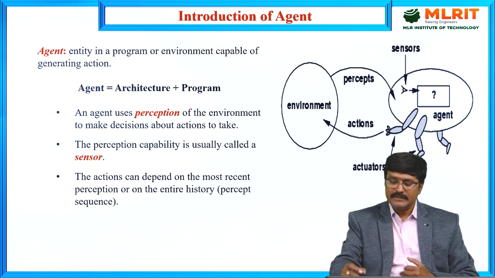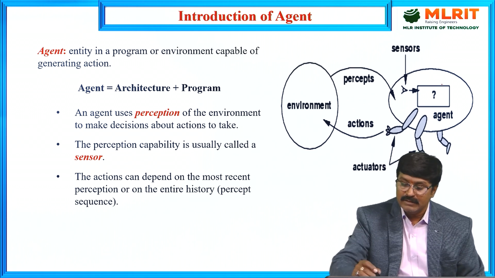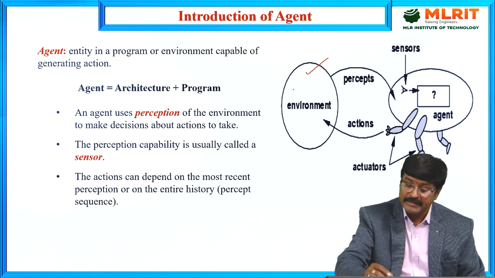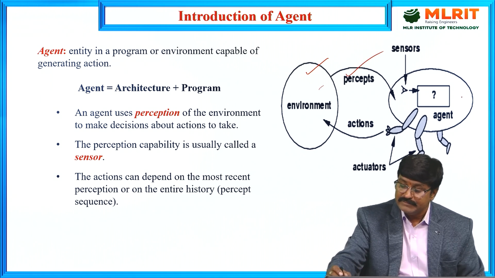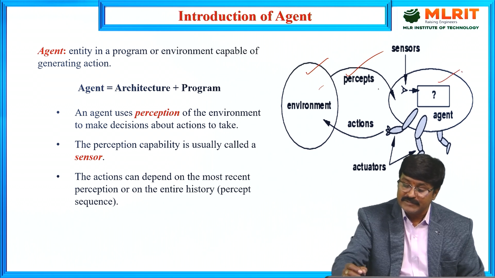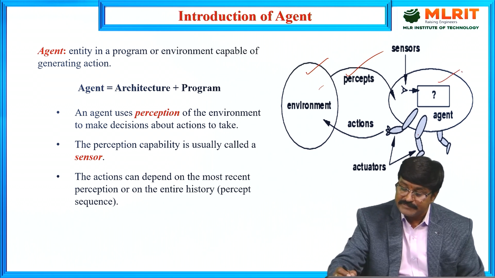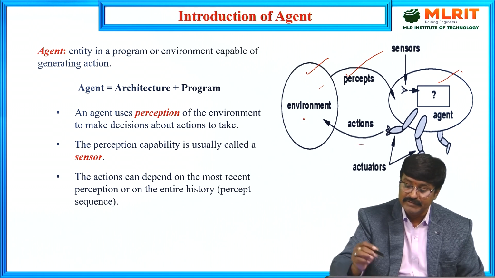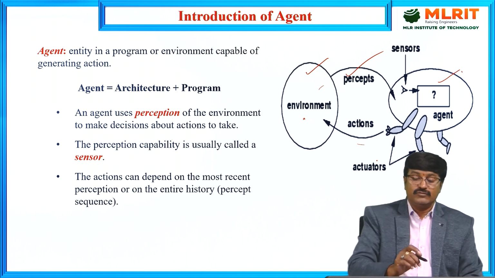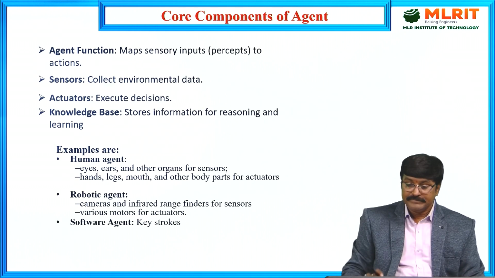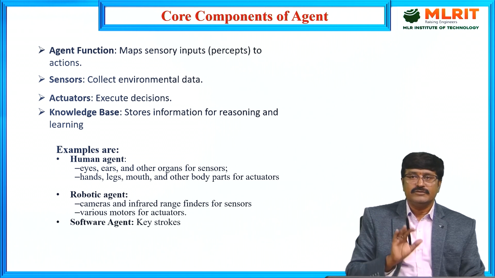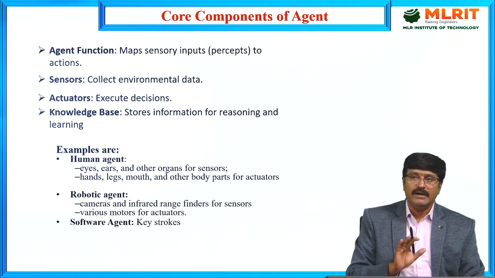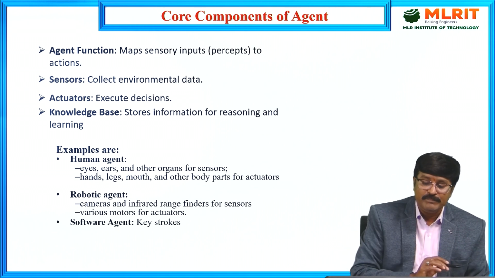Suppose this is the main environment you are working on. You take the inputs from it; these are the perceptions. This is the agent, and the agent gets the perceptions continuously. Based on the perceptions, it analyzes and takes decisions, and based on the decisions, the action is applied on the environment through actuators. That is the main agent function. Everything in artificial intelligence is done through the agent.